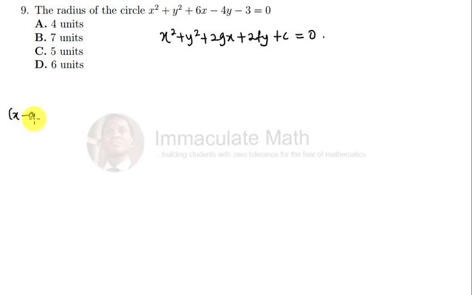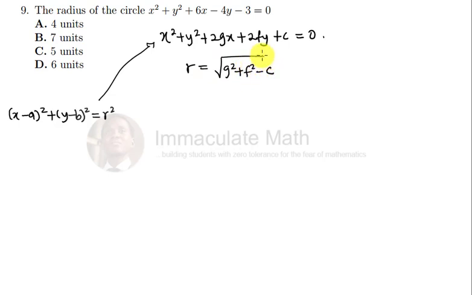That's x minus a all square plus y minus b all square to be equal to r square. Okay, so we derive this equation. So we now have this as our general expression of the equation of your circle, where your radius itself is given as the square root of g square plus f square minus c. So we want to find the radius. This is our radius.